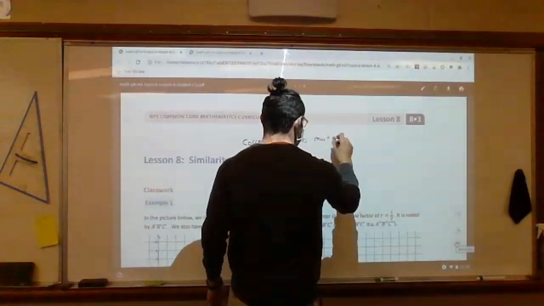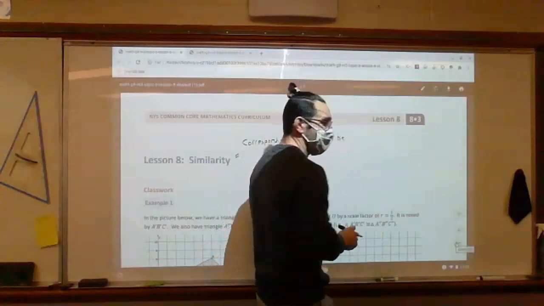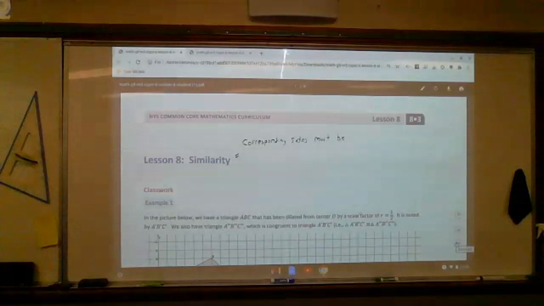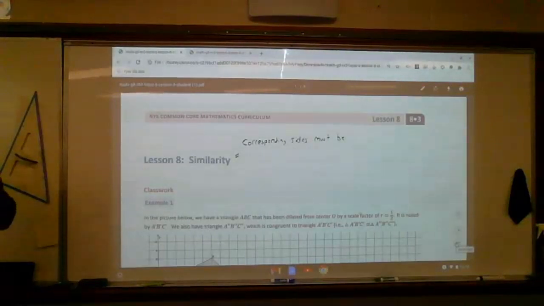Corresponding sides must be, and then we're going to use a word that you should have been using in your shine classes if you're in math, where we talk about a ratio, which is a fraction equaling another fraction. When we have a fraction equaling another fraction, it is a specific type of problem, and it starts with PRO, like problem.